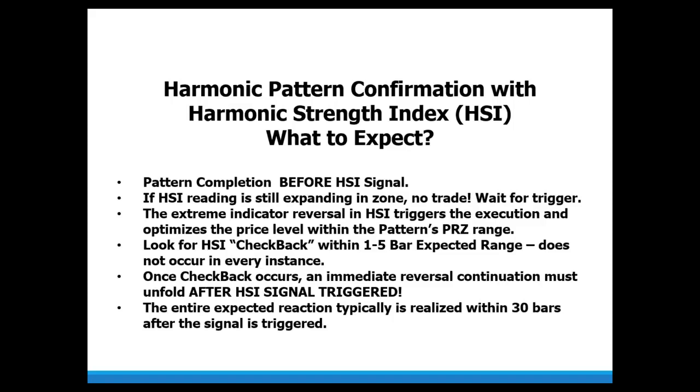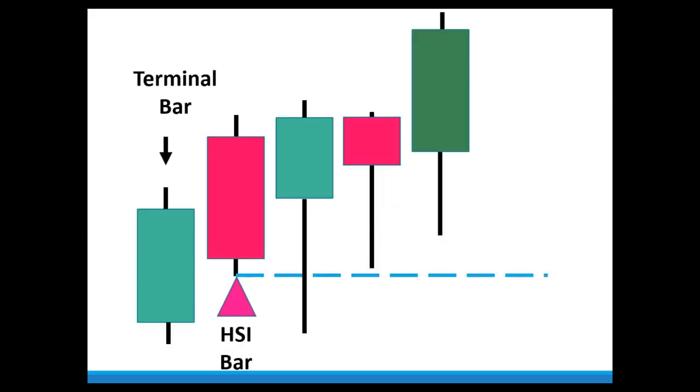The final step with HSI is we look for a check back. This is within 1 to 5 price bars after the trigger. It doesn't occur every time, but we're looking for that specific confirmation at that level. But once that check back occurs, the immediate reversal continuation must unfold after HSI signals triggered. Now we'll look at some examples here in a second, but the entire expected reaction should unfold within 30 bars after that signal is triggered.